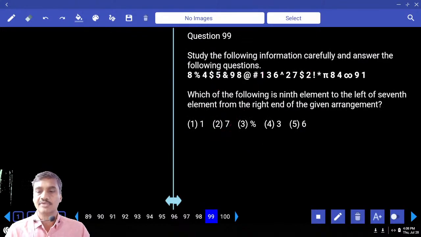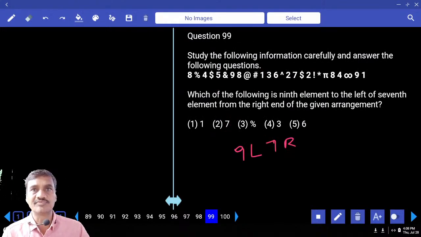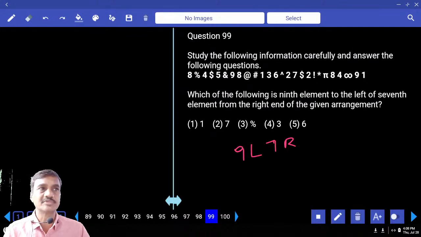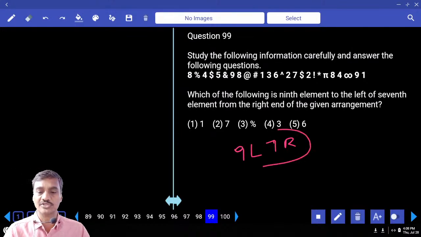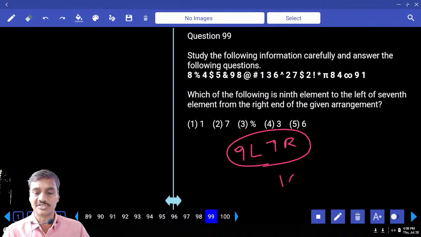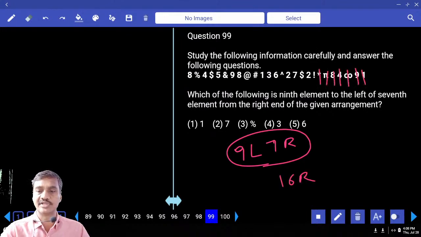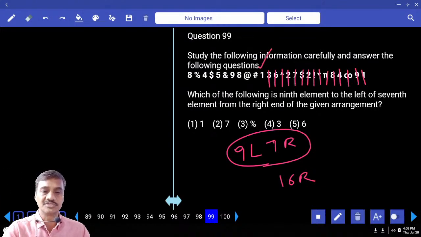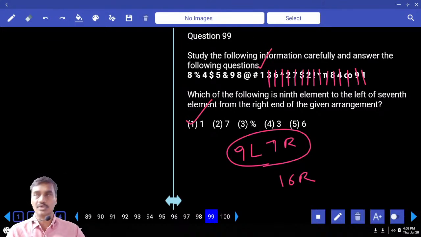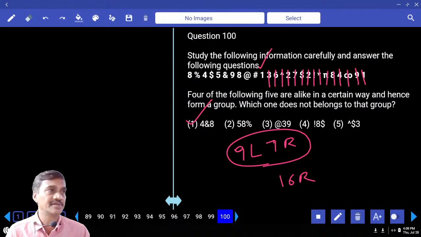Then 99. Which of the following is ninth element to the left of seventh element from the right hand? Ninth left and seventh right. Left and right means opposite direction. Then we need to add these two. 9 plus 7. 16th from the right. 1, 2, 3, 4, 5, 6, 7, 8, 9, 10, 11, 12, 13, 14, 15, 16. Now 16th from the right hand side is 1. That is choice 1. Question number 99.